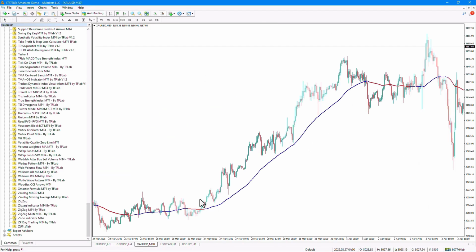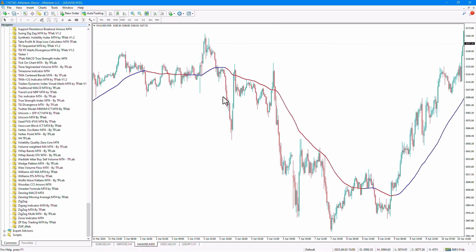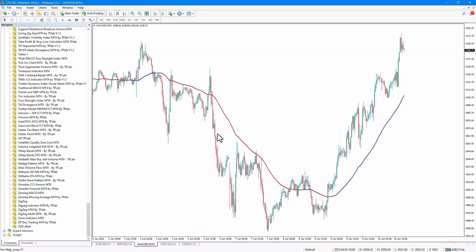When the blue line is displayed, traders can predict the market's upward trend, and in case of a price pullback to this moving average, they can enter buy trades, or if the red line is displayed, they can predict the downward trend, and in case of a pullback to the red line, they can enter sell trades.